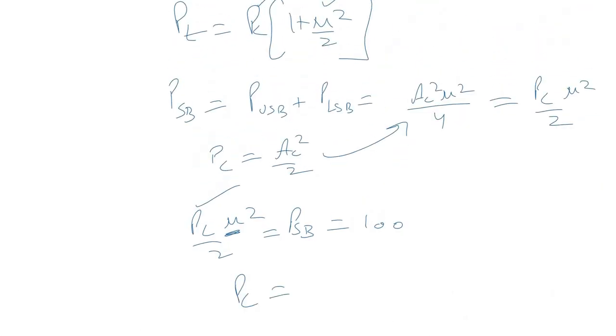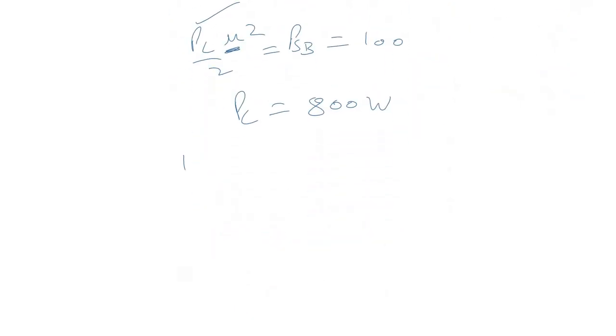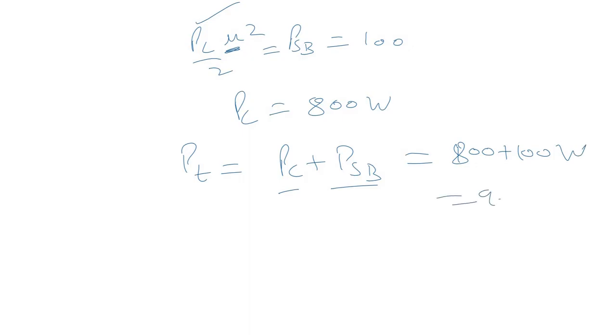800 watts, and so the total transmitted power will be equal to PC plus total sideband power, because there are three components: carrier and the two sidebands. So the total power will be 800 plus 100 watt, that is equal to 900 watt. So from here also you can observe that the carrier alone consumes a very good amount of the transmitted power, which is of no use. Alright, so this is the first problem.